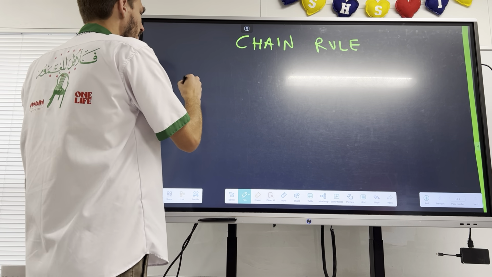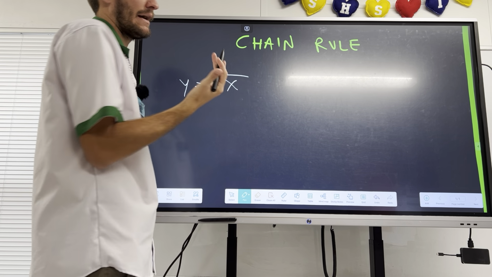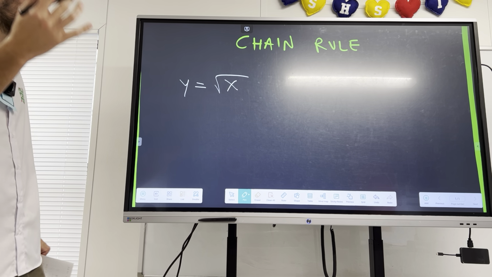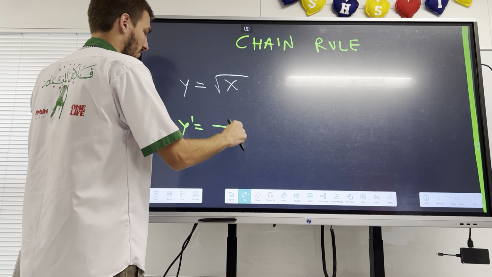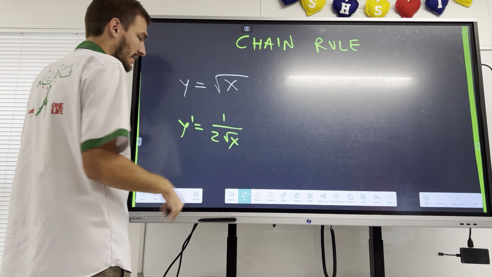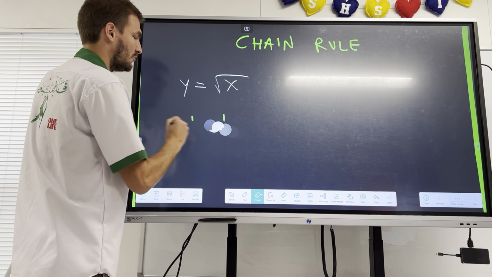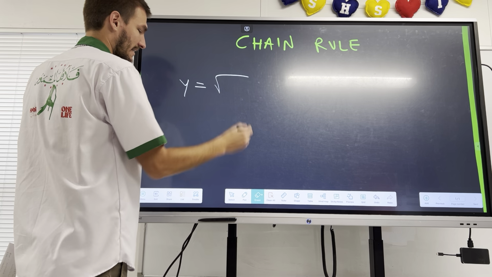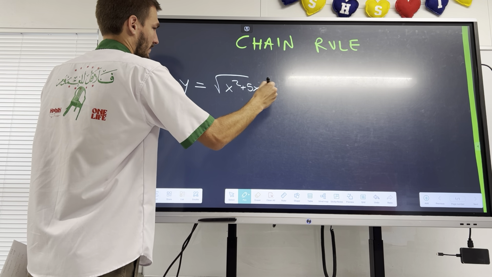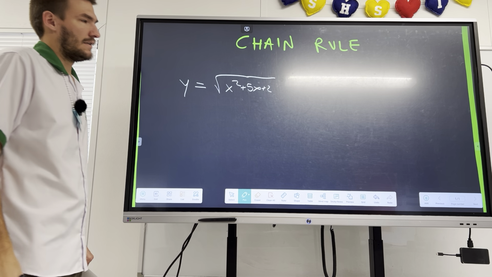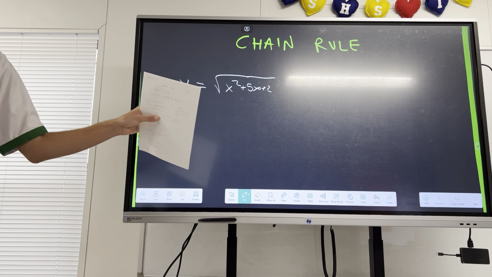So, for example, if we have something like y equals square root x, we absolutely know how to do that. In fact, we should memorize it. We should know that y prime is equal to 1 over 2 square root x. But as soon as we put something inside this, now all of a sudden, okay, actually I don't know how that should work.